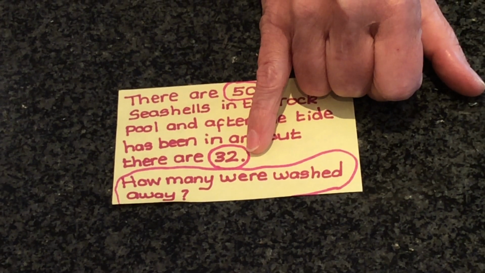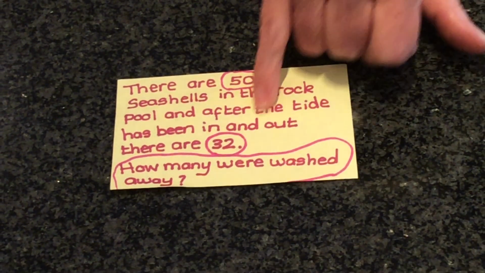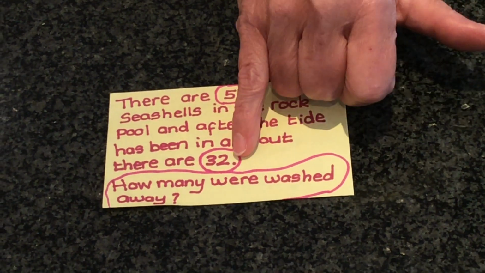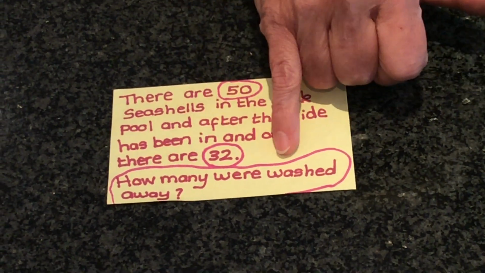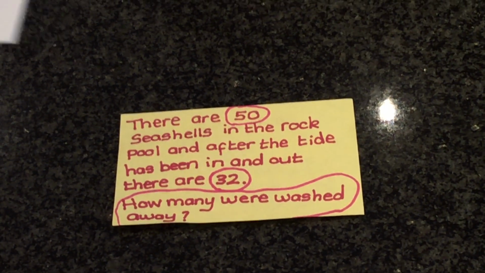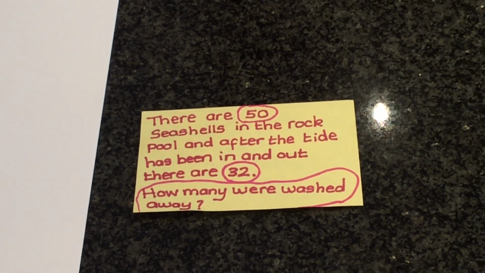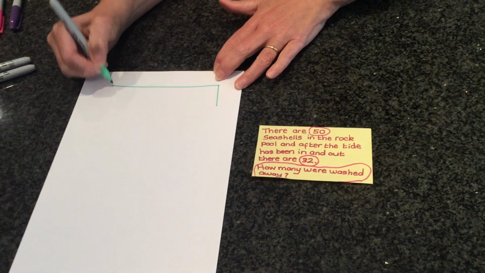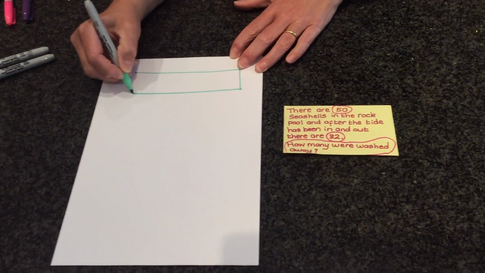Now there are 32, so straight away I know that's subtraction because the number is getting smaller. There were 50 and now there's 32. How many were washed away? And that's my missing number. Now I can use the bar method to help me understand this problem a little bit better.